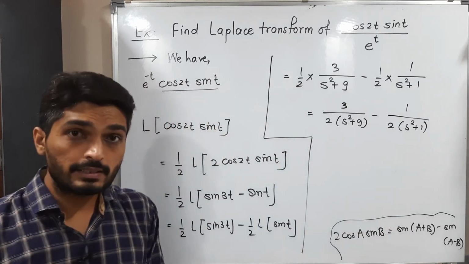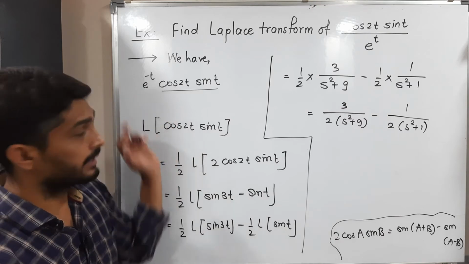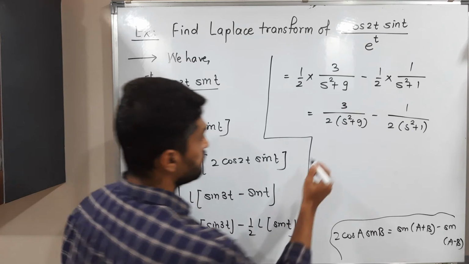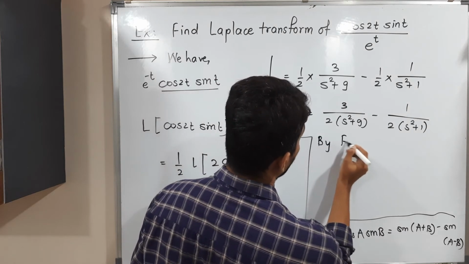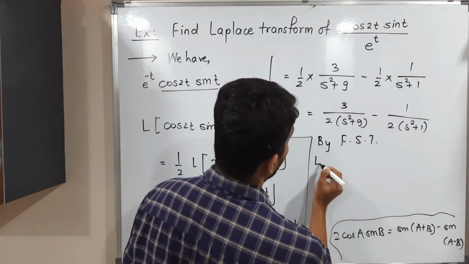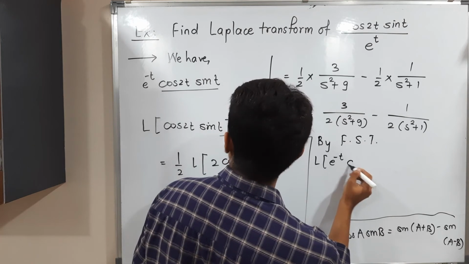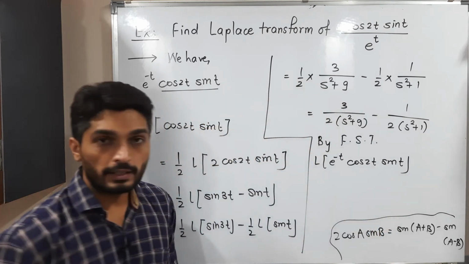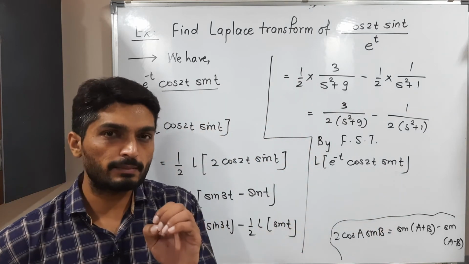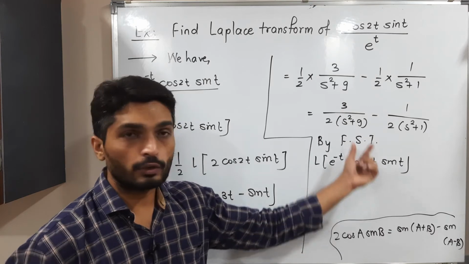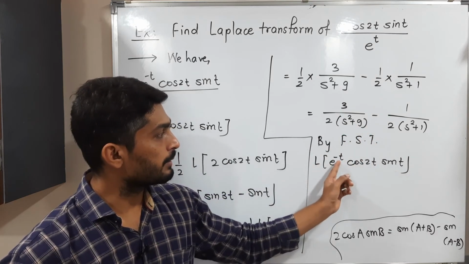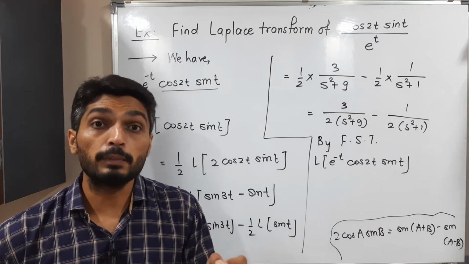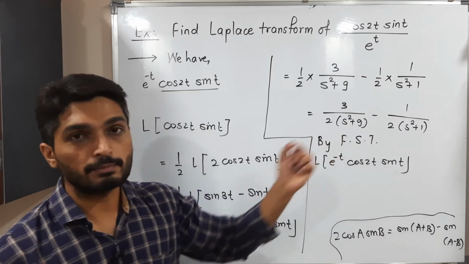So the major task is done. Now simply e raised to minus t is there, an additional term. So we have to use the first shifting theorem and solve it. Let me write, by the first shifting theorem, Laplace of e raised to minus t, what we have, cos 2t sin t. As I told you earlier, we have to make some small changes. This Laplace we already have. What is my multiple of t? Minus 1. So that means we have to replace s by, can you guess? s plus 1. Everywhere we have to replace s by s plus 1.